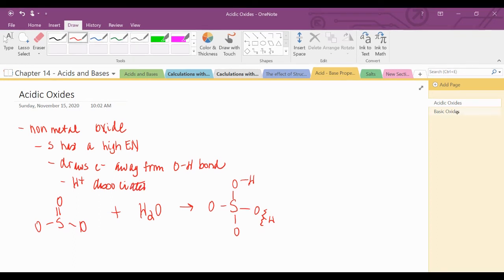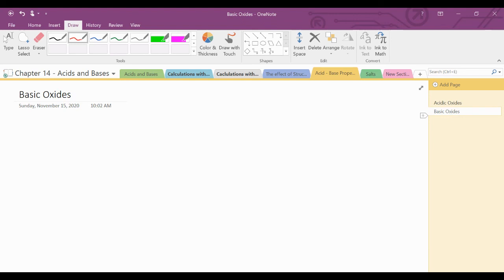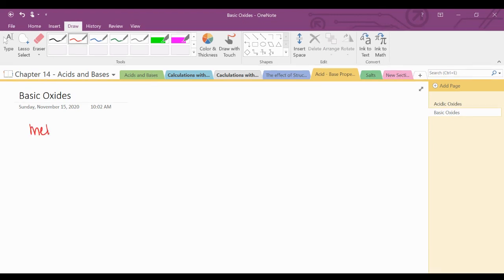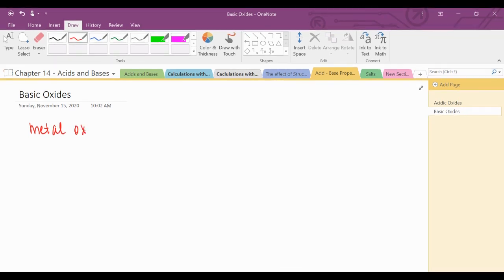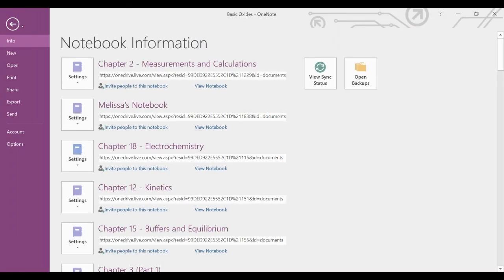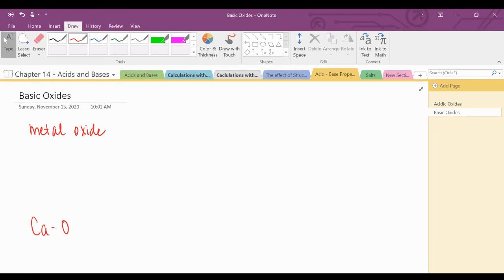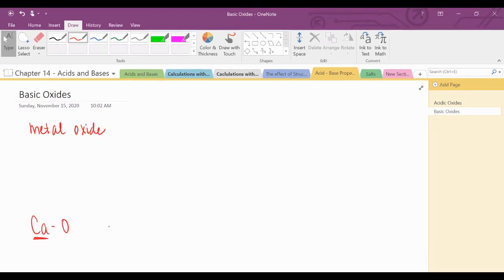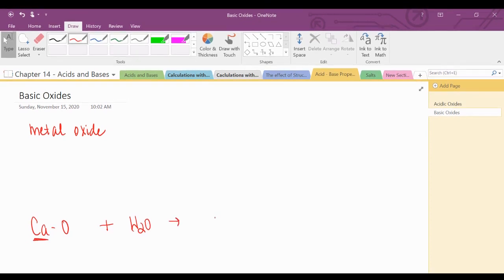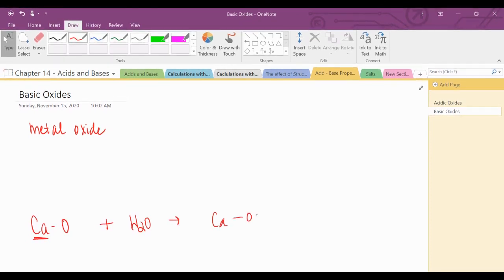All right, let's look at a basic oxide. To be a basic oxide, you have to be a metallic oxide. So we're going to use calcium oxide. Calcium's in group 2, and so that would make it a metal. Again, they have to react with water. And in this case, we make calcium hydroxide.